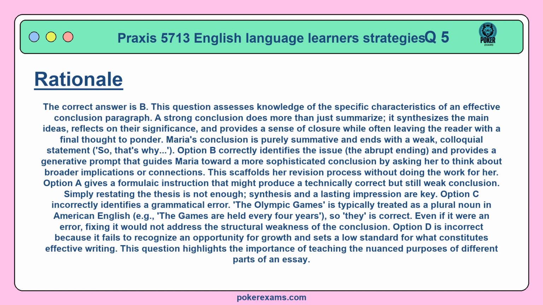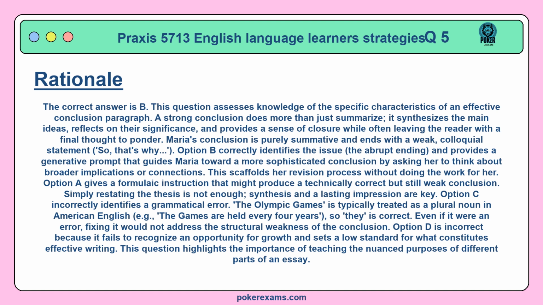Maria's conclusion is purely summative and ends with a weak, colloquial statement, so that's why. Option B correctly identifies the issue, the abrupt ending, and provides a generative prompt that guides Maria toward a more sophisticated conclusion by asking her to think about broader implications or connections. This scaffolds her revision process without doing the work for her.